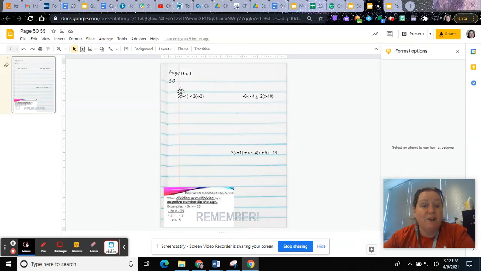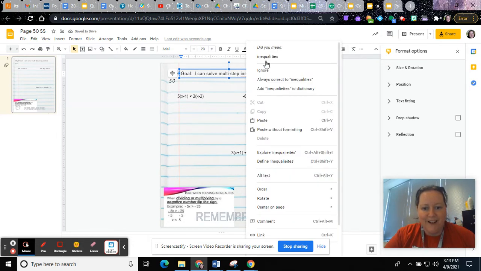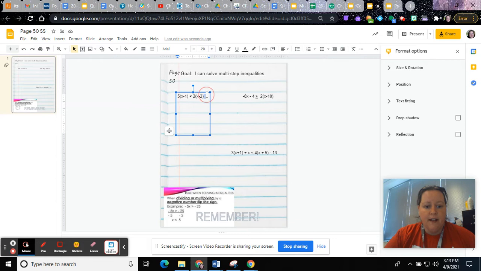Okay, what I would like to show you today on page 50 is that those same rules that we did yesterday or this week apply to this. So our goal is I can solve multi-step inequalities. We're not going to go back through the graphing part, but a lot of times you will be asked to graph once you get them solved. Okay, so let's look at this first one.